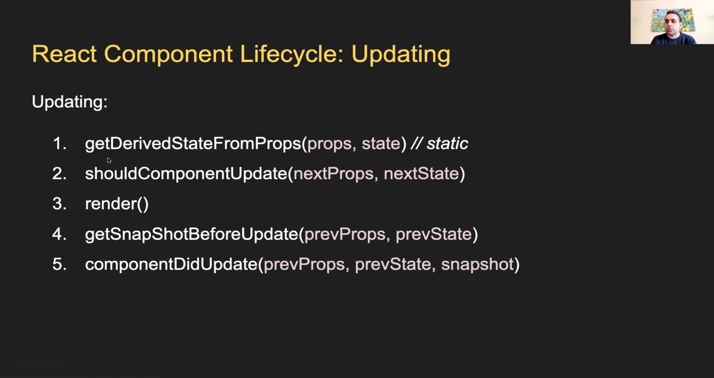The first is getDerivedStateFromProps. This one is not often used. Again, this is a static method. This will be called if you do have states that rely on props, those will be updated.